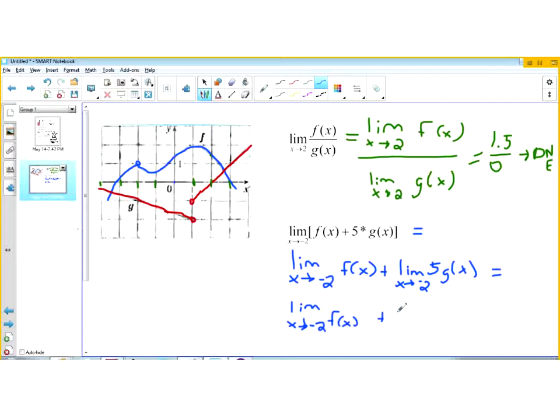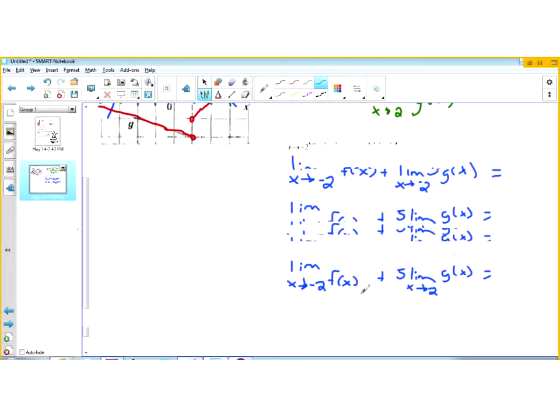Plus 5 times the limit as x approaches -2 of g of x. Okay. Now this is predicated on the fact that these two limits exist.